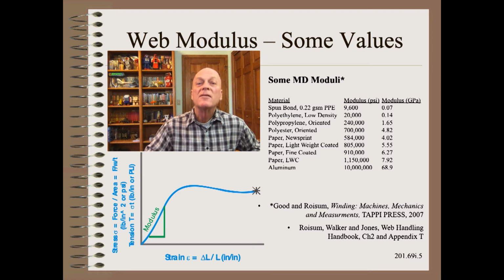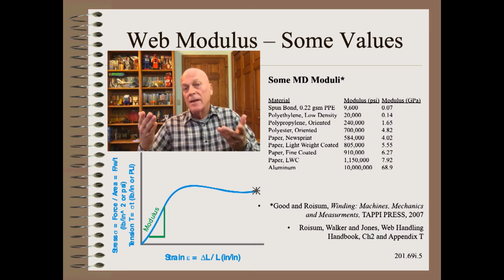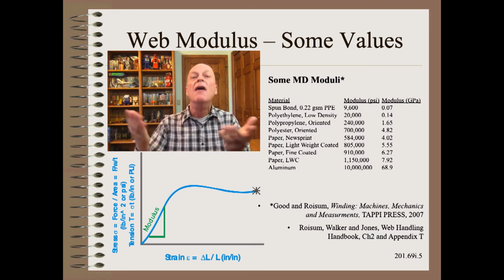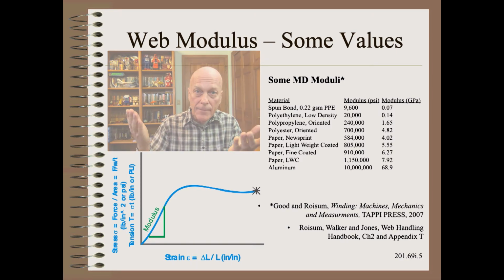Here is a table of some examples of moduli for some common materials. As you can see, they vary by about a factor of 1,000 between a rubbery nonwoven to aluminum foil or strip. Yet, all must be handled appropriately by proper design and tolerancing of web handling mechanicals and controls and product specifications. Sometimes we need to do multiple materials on a single machine, and that stresses everything about the design.